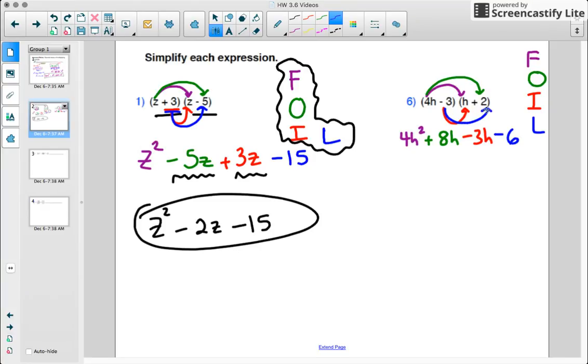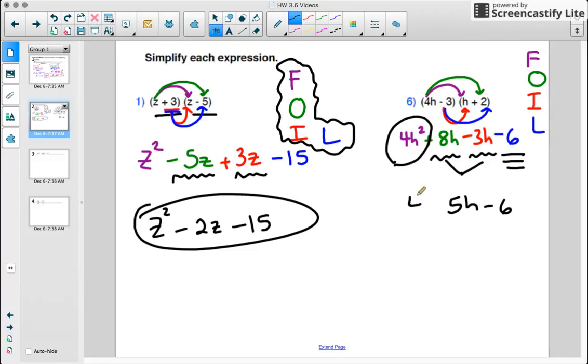So just be really careful. When you're doing these arrows, you're doing multiplication because we're multiplying these binomials. But then afterwards, you're doing addition when you're combining the like terms. Here I've got 2 like terms, so that's going to be +5h. This one doesn't have any like terms, so this will just be by itself. And this one also doesn't have any like terms, so this will also just be part of my answer. Okay, so that's the multiplication of those two binomials.